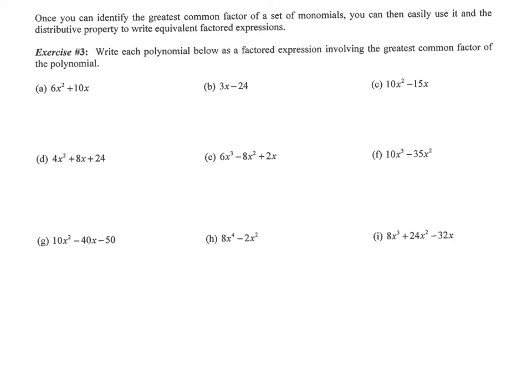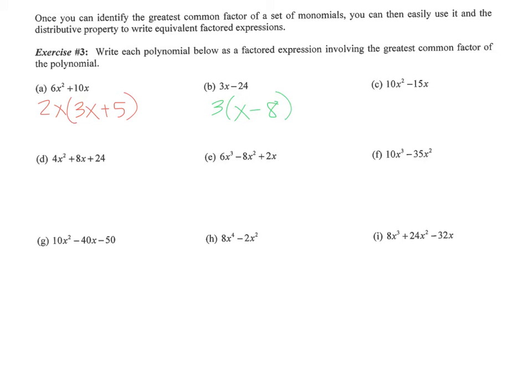So now that we can find the greatest common factor, we're going to rewrite them all. For letter A, they both have an x, and they both have a 2. Well, 6 divided by 2 is 3. I have an x left over. 10 divided by 2 is 5, and we already used the x. Letter B, neither of them both have an x, just one of them does, but they both have a 3. So 3x divided by 3 is just x. 24 divided by 3 is 8.